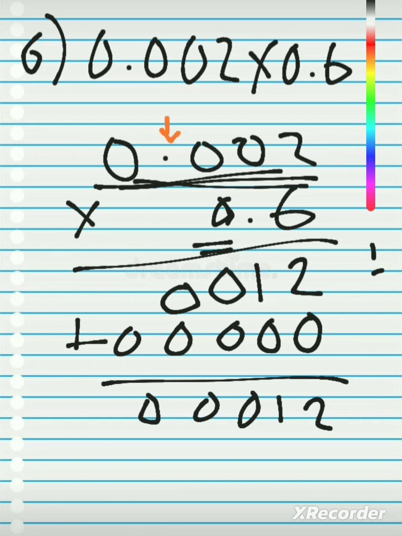This point and this point. So here there are 3 numbers. Here there's 1. So a total of 4. Meaning that even in our final answer, there should be 4 numbers on the right side. So the point should be here so that there are 4 numbers on the right side of the point.